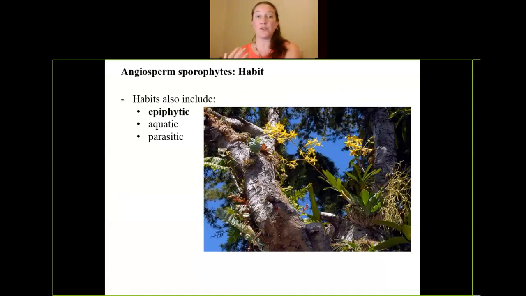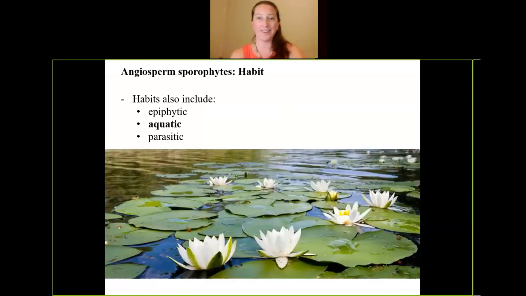Some angiosperms can also be epiphytic. This is a term we've seen before. It just means it's a plant that can grow on other plants. So, for example, this orchid growing on this tree. They can be aquatic, meaning they live in water or are submerged underwater sometimes.